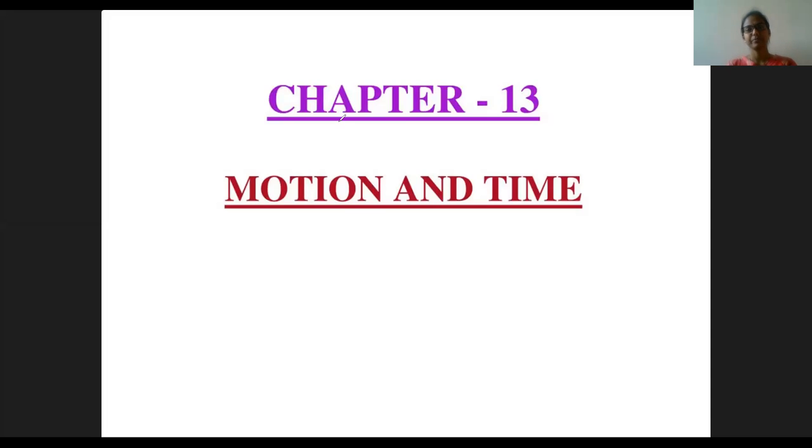Children, everyone, in this class we will try to understand the Class 7 CBSE chapter 13, Motion and Time. Motion and time we'll try to understand in this class.